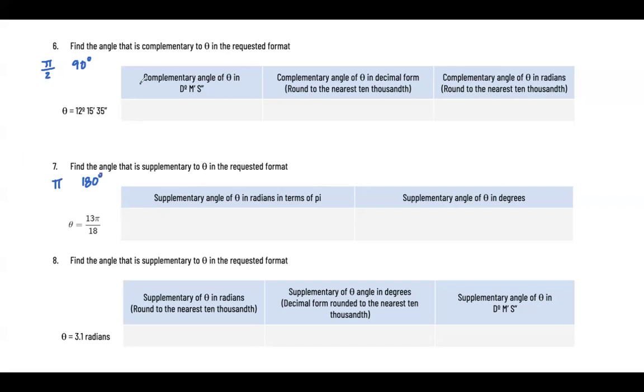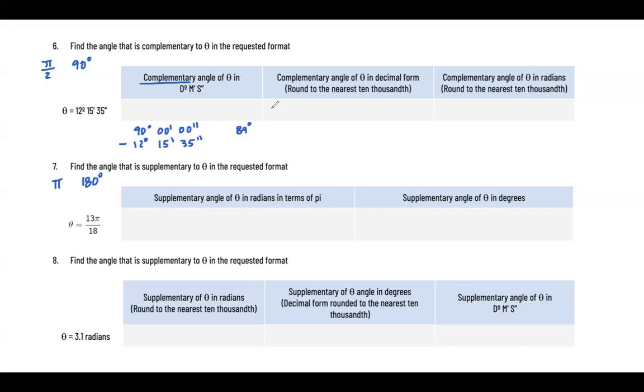So on this first example, we're talking about complementary angles. That means that from 90, we're going to subtract 12 degrees, 15 minutes, and 35 seconds. But that's going to be challenging because from 0, trying to subtract 35 is going to be hard. But what about taking 1 degree from 90?